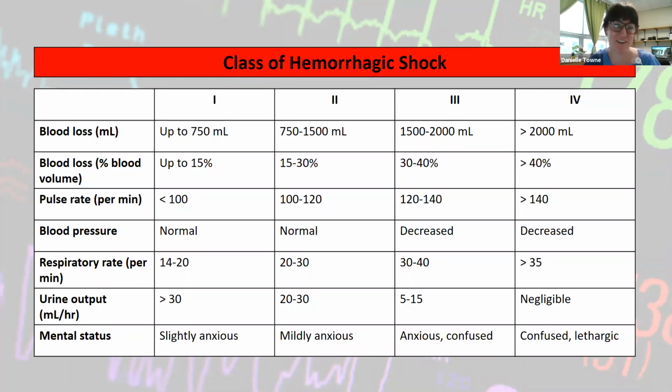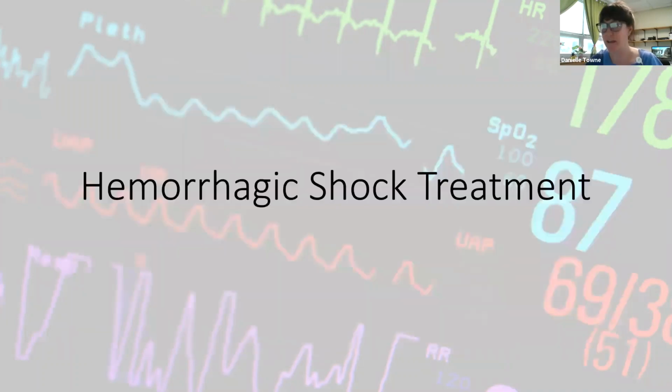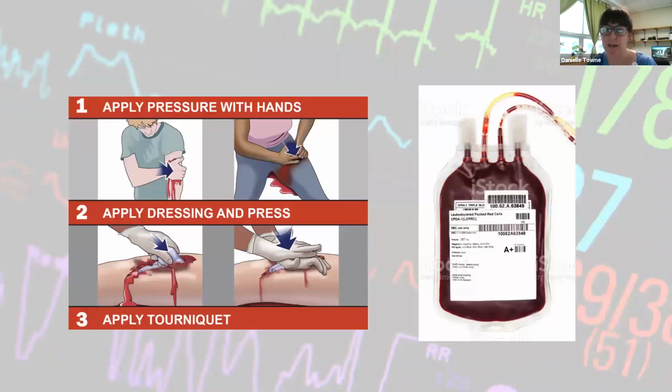Always try to keep this chart in mind if you can when you have a patient that you know is having some type of a hemorrhagic situation. And then what do we do for it? So how do we actually treat it? The very first thing is you stop the bleeding, right? Let's not let the problem get any worse.